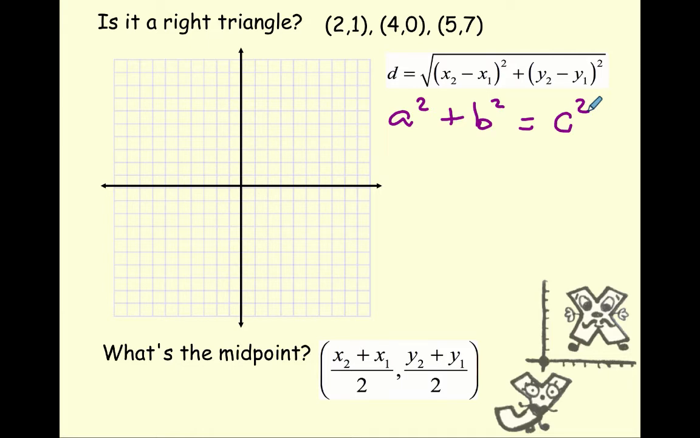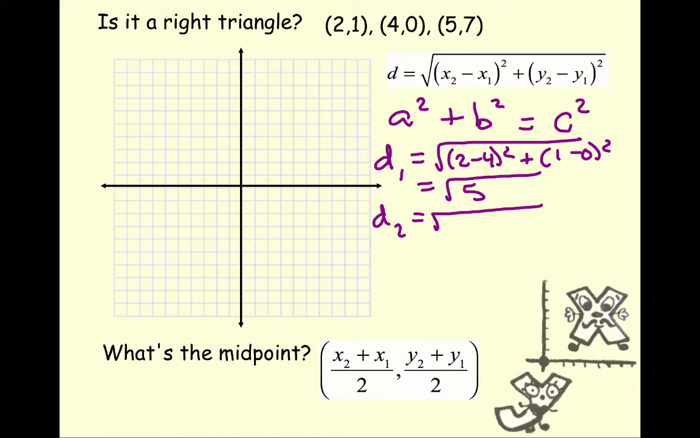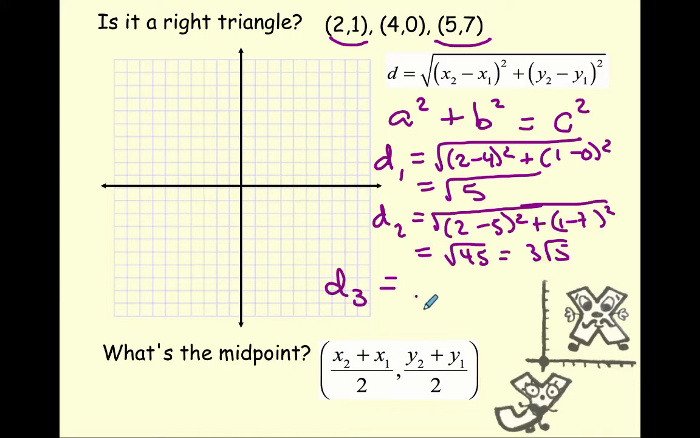Let's see. If I take these 2 points, we'll call that distance D1, and use the distance formula. I'm going to do a little magic and do it really fast. You pause and work it out yourself. For D2, I'm going to be using these 2 points. And for D3, I'm going to be using these 2 points.